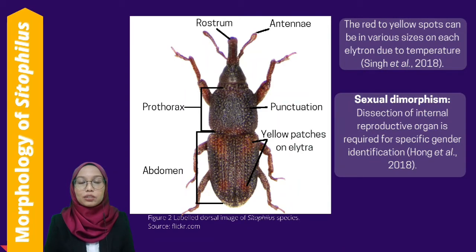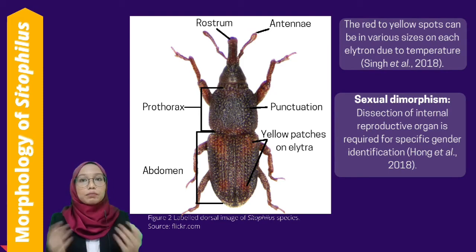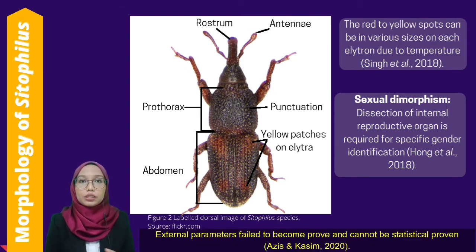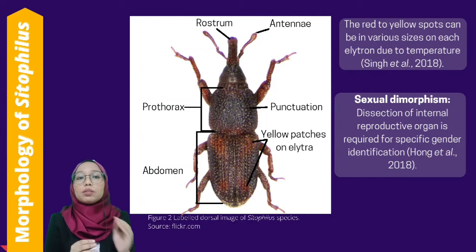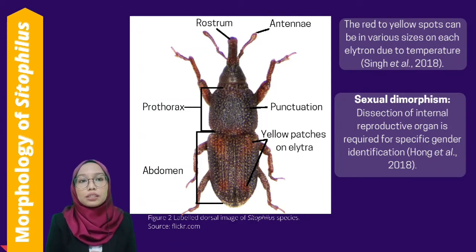A unique piece of information on Sitophilus is, according to Singh et al. 2018, the red to yellow spots can be of various sizes on each elytron due to temperature. In terms of sexual dimorphism, several previous researchers focused on external parts of Sitophilus, such as the rostrum, prothorax, and abdomen. However, Aziz and Kasim 2020 showed disagreement, as they claimed that external parameters failed to become solid proof and cannot be statistically proven. Therefore, dissection is the only way to identify the gender of Sitophilus species.